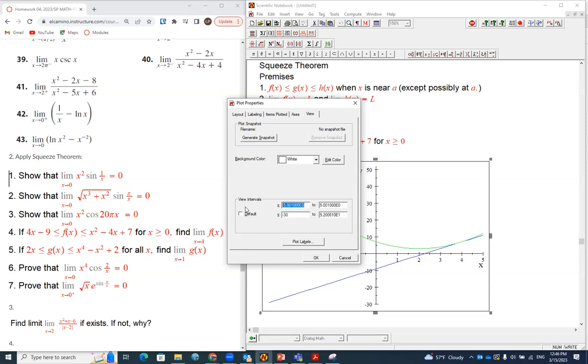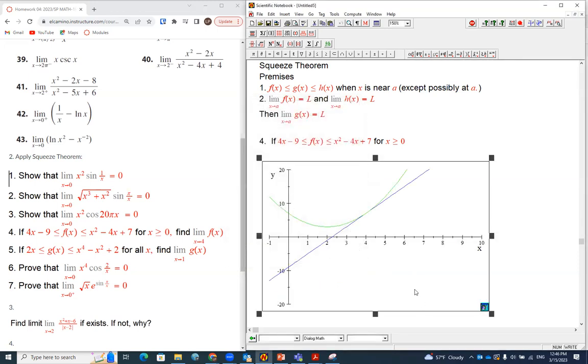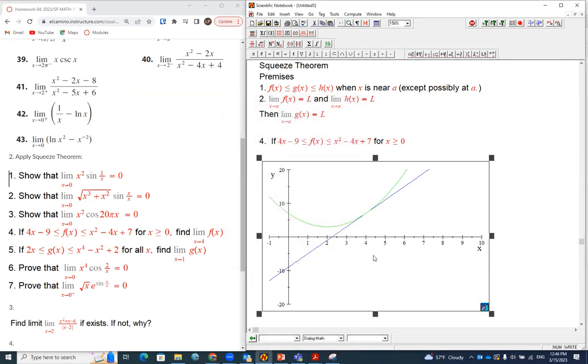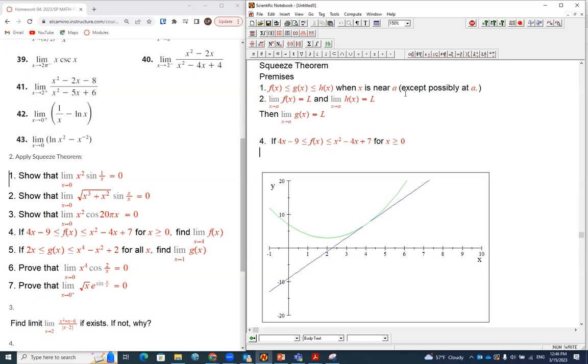So x is going to be from -1 to say 10, and the vertical axis from -20 to 20, to see how that works. You see the picture right here. On this picture, F is in between. Do we know what F is? We don't.